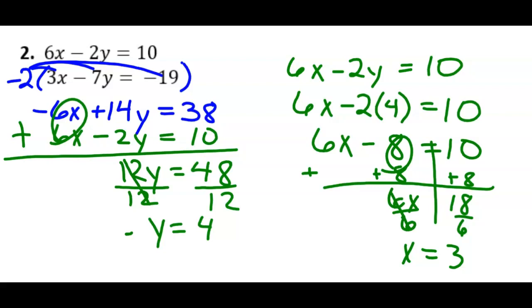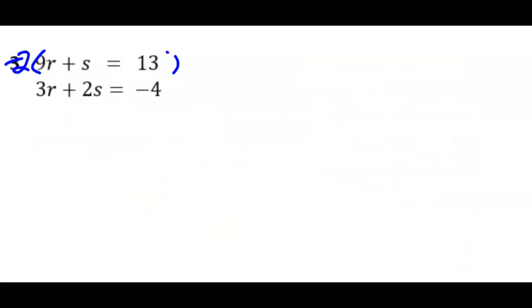Does this make sense? Let's finish this problem. What do we want to get rid of? S's, now that we have that -2 there, or do you want to get rid of r's? Raise your hand if you want to get rid of r's. Raise your hand if you want to get rid of s's. We'll get rid of s's. All right. So if I multiply this by -2, what's my new equation going to be? -2 times 9 is? -18. I've got to multiply everything by my -2.